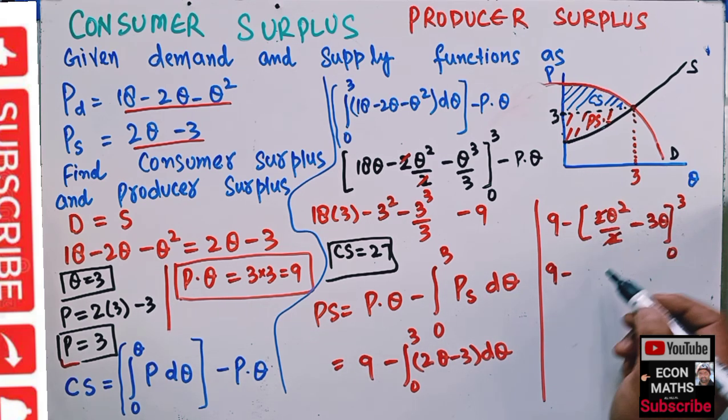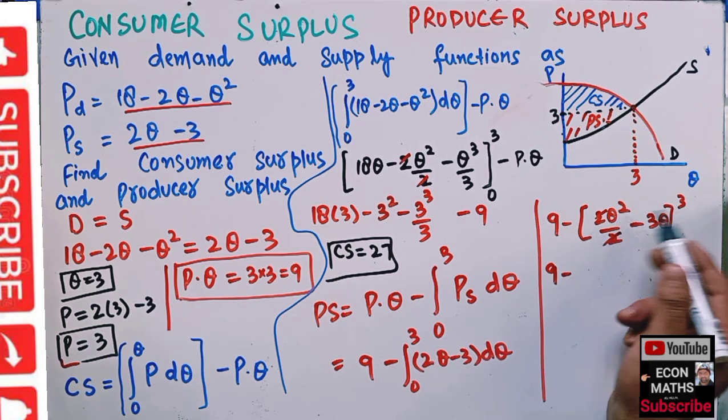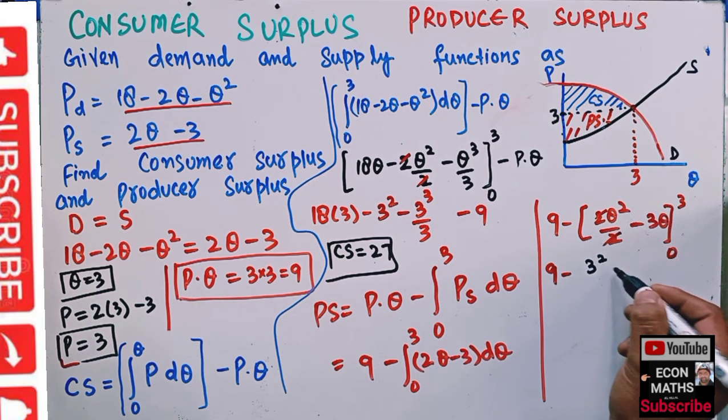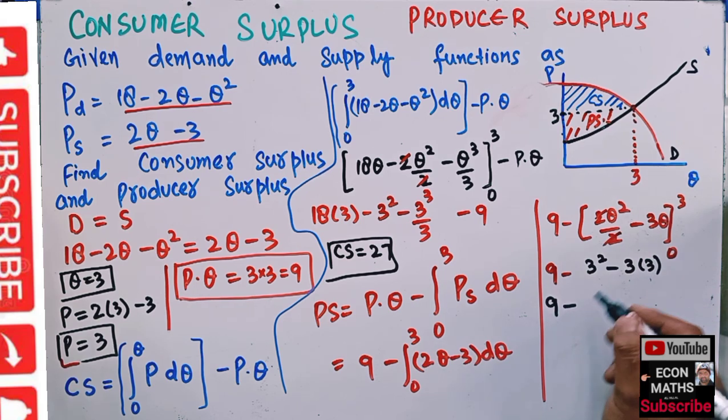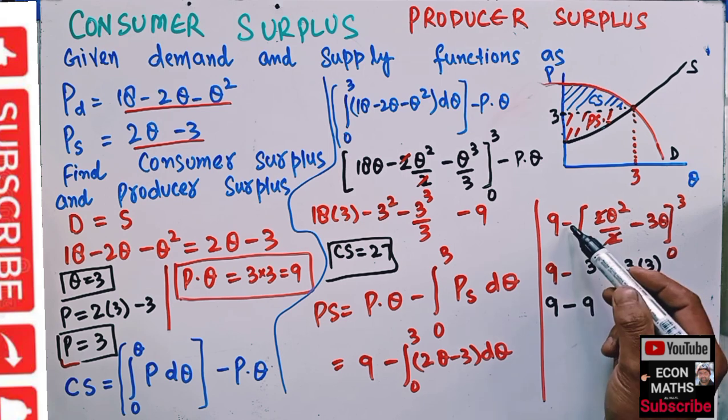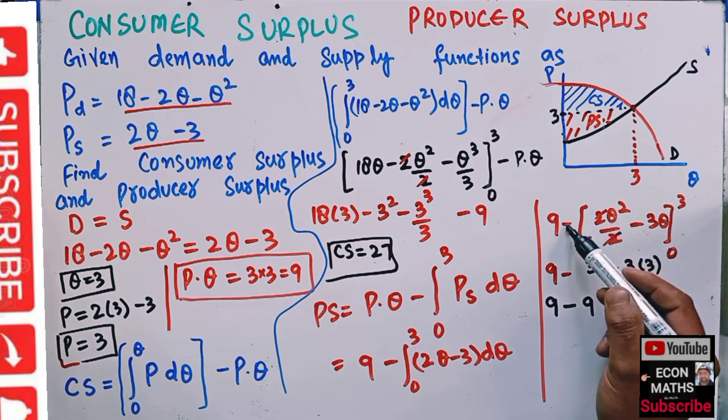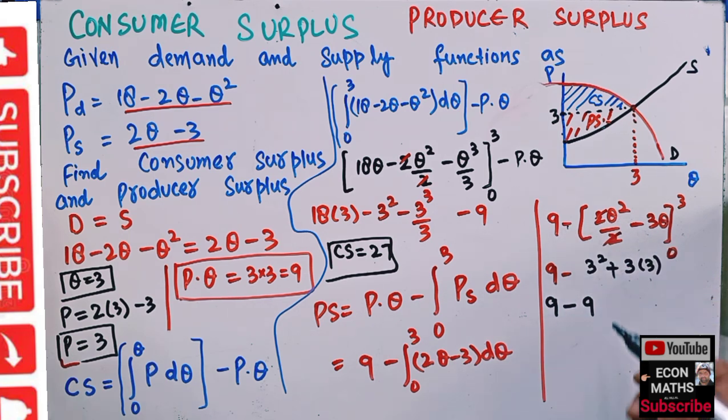Let us first evaluate at the upper limit. In place of Q square we will have 3 square, minus 3, in place of Q we have 3. So let us see what we get. We have 9 minus 3 3s are 9. This term will become negative, but minus into minus is plus, so it becomes positive here. So we get plus 3 3s are 9. Then we subtract and evaluate at the lower limit, and since we have Q in each term, the lower limit will vanish. So we get the producer surplus equal to 9. I hope I made myself clear in this video. Thank you.